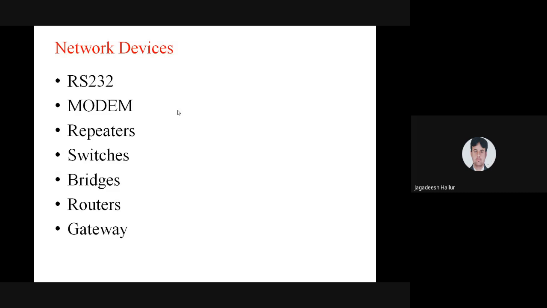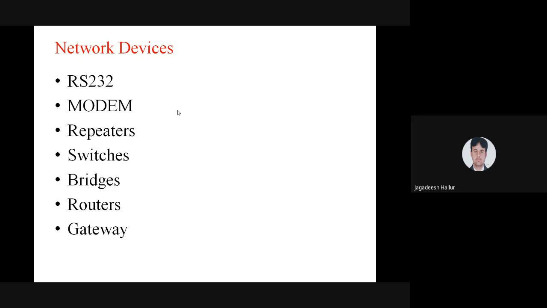Which are the network devices we can see? The network devices are RS-232, second is modem, third is repeaters, fourth is switches, bridges, routers, and gateways. These are the main network devices we are using in day to day life.